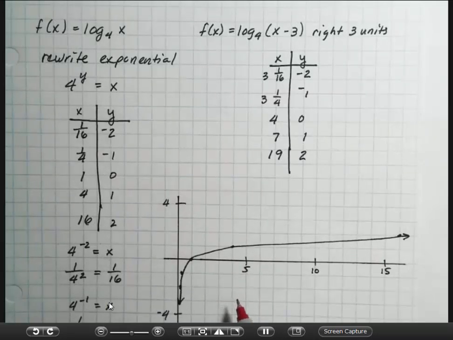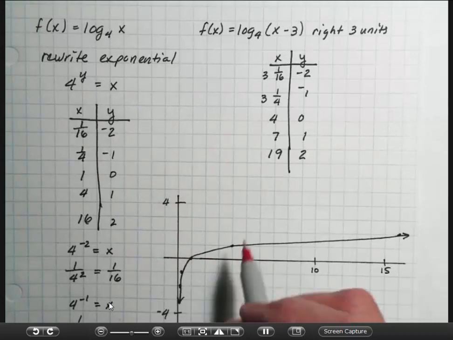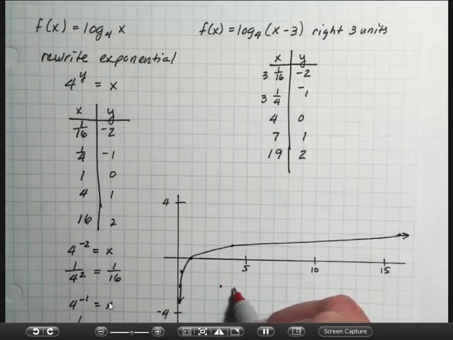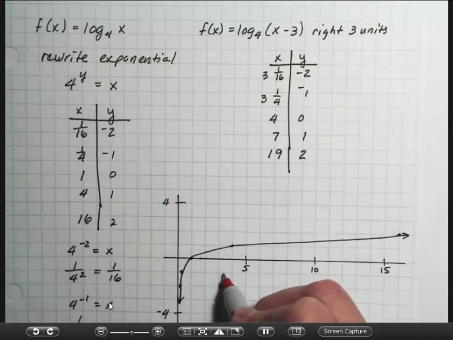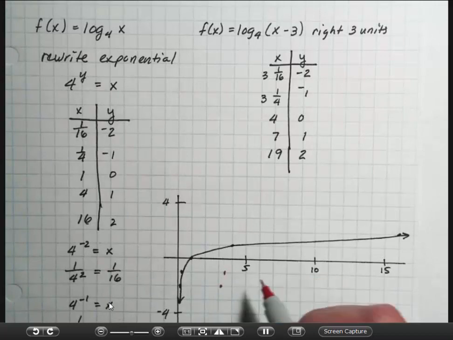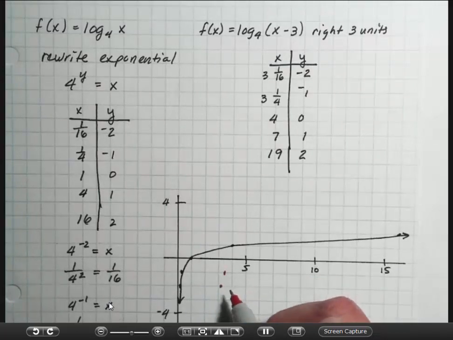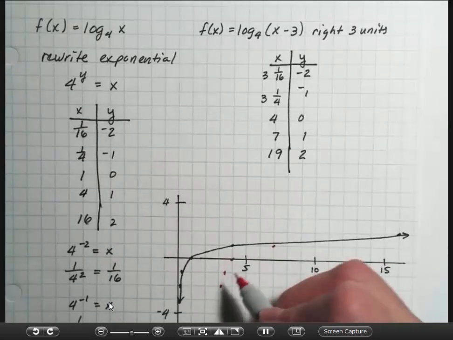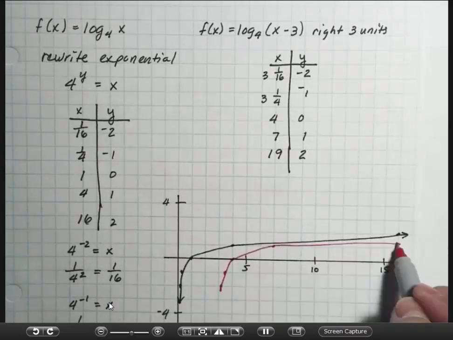So now drawing this on the same graph that I've just drawn, my y equal to log base 4 of x, I have 3 and a 16th, -2. Then I have 3 and a 4th, -1. And then I'm going to have 4, 0, 7, 1. And then I'm not going to be able to graph the rest because it's going off the paper here. But you get the idea.